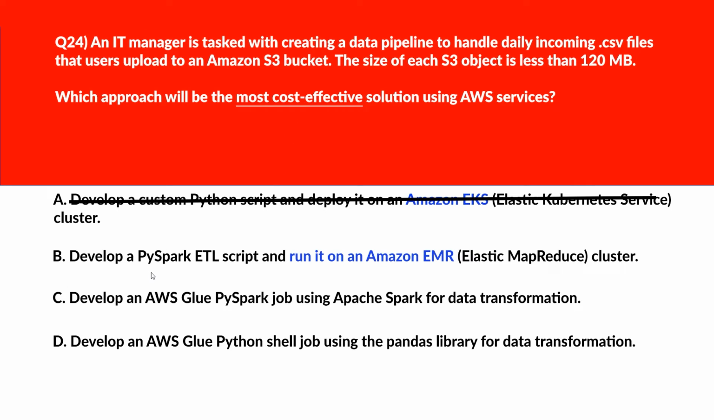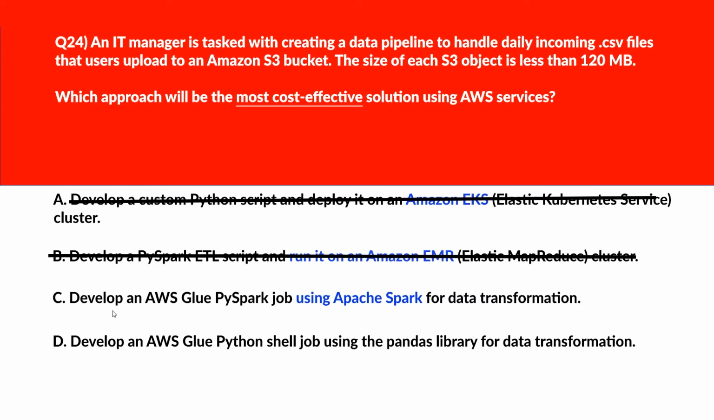B says develop a PySpark ETL script and run it on an Amazon EMR, also known as Elastic MapReduce cluster. Running an EMR cluster can again be more expensive and overkill for the size of data, that is 120 MB. We just have the size of 120 MB. So EMR, this is not a Hadoop case and all, so we don't need it. So wrong answer. Let's move to C.